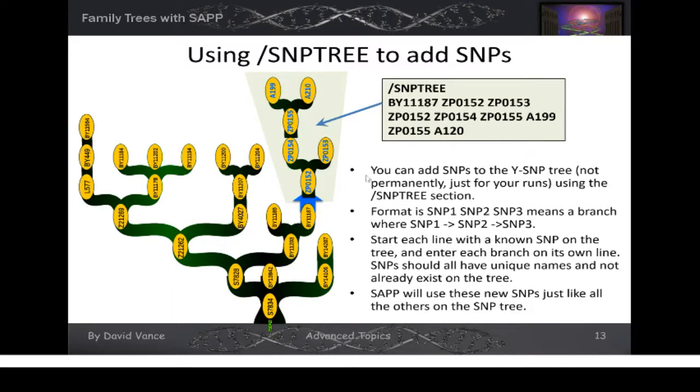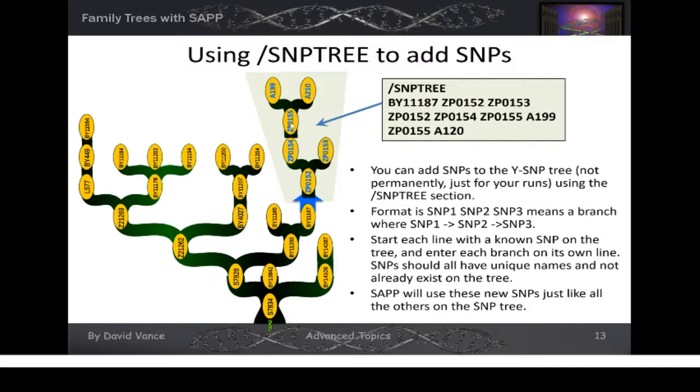But essentially, you start with a known SNP, like in this case BY11187, and I say ZP0152 is a descendant, ZP0153 is a descendant from there further. So I've taken this branch over here to the right and defined it. And there's nothing else beyond ZP0153, so I've stopped there on this line. I then start with another known SNP on the tree. Now I added ZP0152 in the previous line, so now it's a known SNP on the tree. I say ZP0152 has another branch that goes ZP0154, ZP0155, and A199.